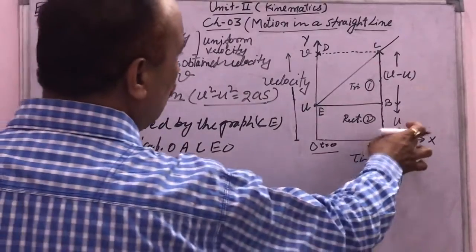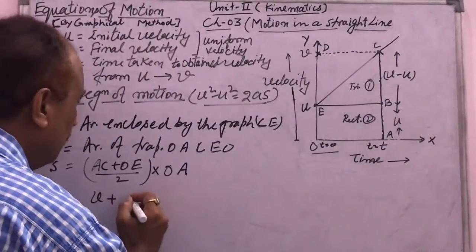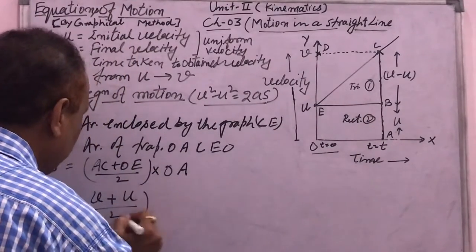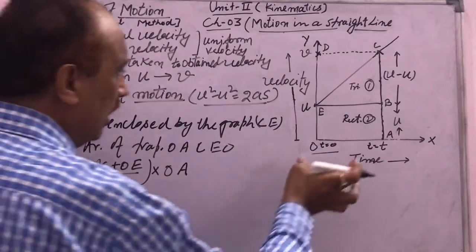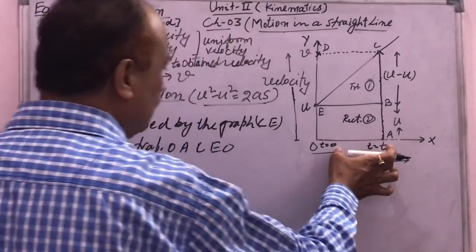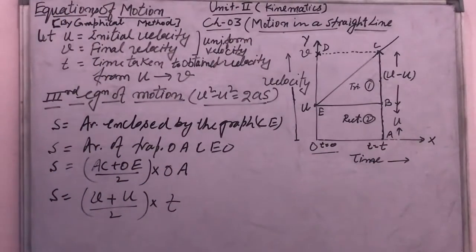AC, from this to this, is equal to v, plus OE, which is u, divided by 2 and multiplied by the height. And the height is from t equal to 0 to t equal to t. The difference between these, t minus 0, is equal to t. So this is the height between them, t.